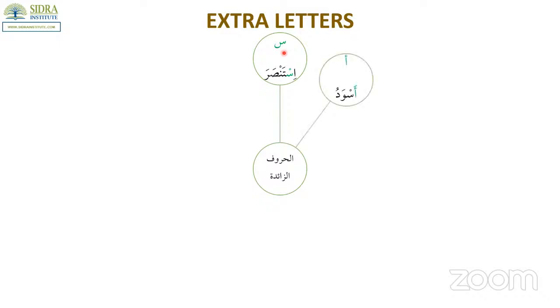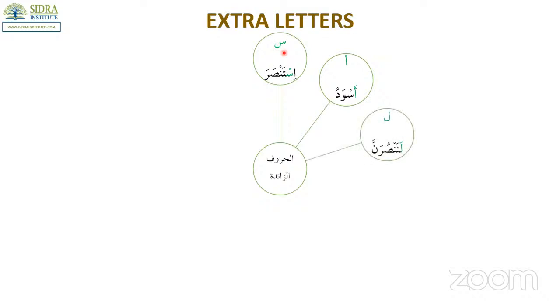What else can appear as an extra letter? The hamza, like in aswadu, af'alu. So the hamza, we eliminate that. We are left with sin, waw, dal. So far we have sa, sin, and hamza.